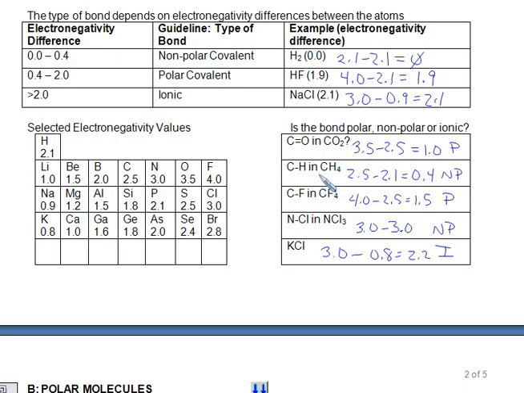For methane, carbon has a value of 2.5. Subtract 2.1 for the hydrogen, it's 0.4, which means this is considered a nonpolar bond. Carbon tetrafluoride is considered a polar bond, as you have an electronegativity difference of 1.5. Nitrogen trichloride would be nonpolar for each of the NCl bonds, as they have identical electronegativities. And finally, potassium chloride, as expected, comes out as an ionic bond because we have an electronegativity difference of 2.2.